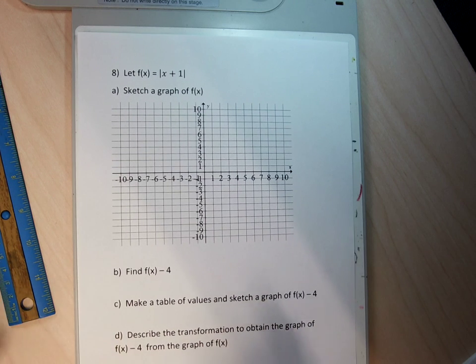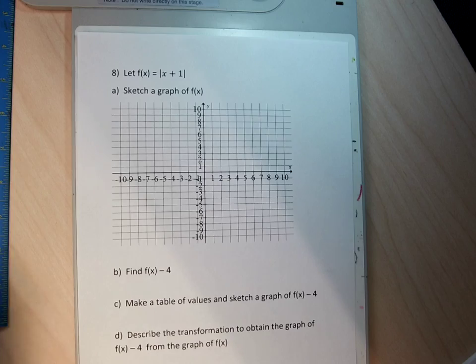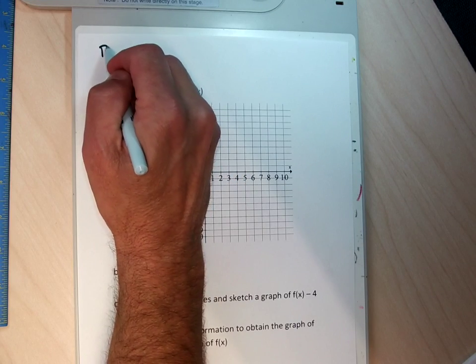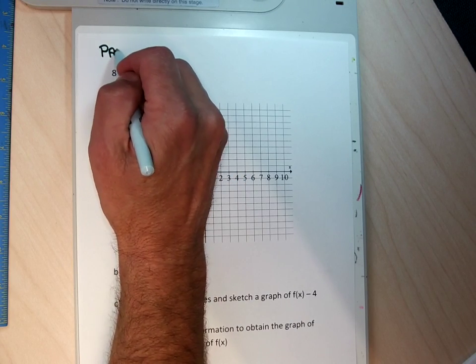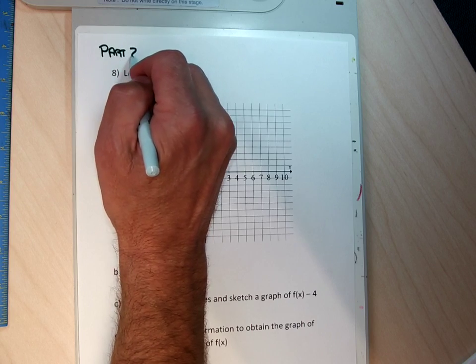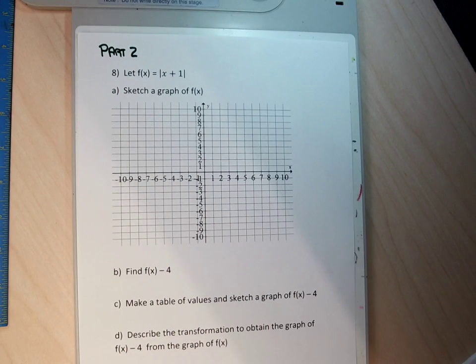All right, so we're going to just continue. This is going to be part 2 of section 3.3. And that's a little bit harder, but I'm going to use my calculator to get most of what I need. So I have an initial function that I want to graph.